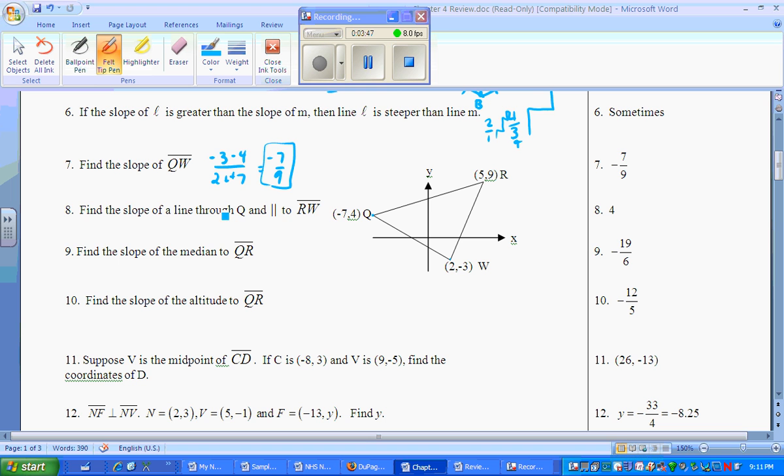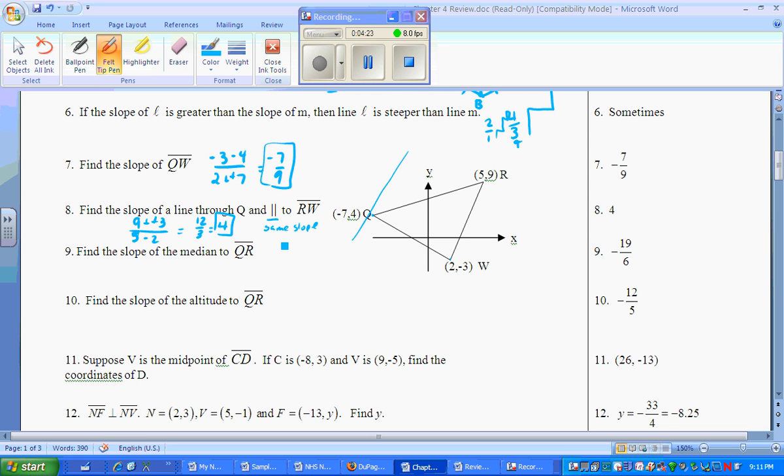8, find the slope of a line through Q parallel to RW. So parallel means same slope. So we want it parallel to RW going through Q. That'd be a line like this. There are no 2 points on there. But what we can find is the slope of RW. So we can do 9 minus -3 over 5 minus 2. Simplify, you get 12/3, which reduces to 4/1, or just 4.